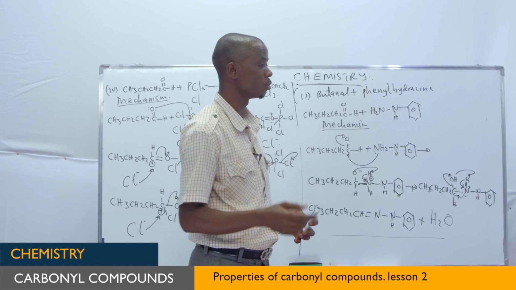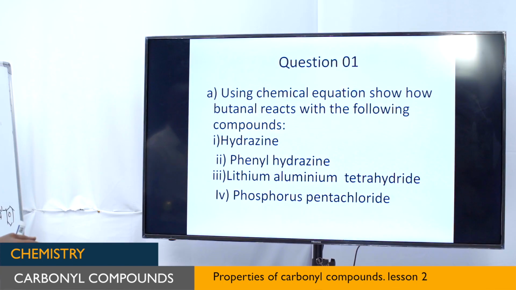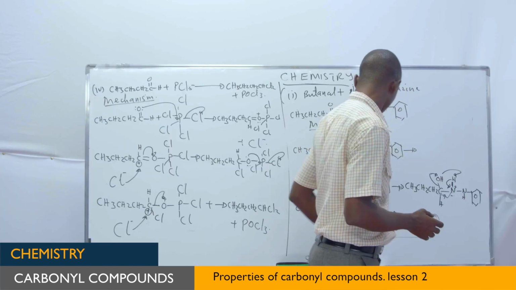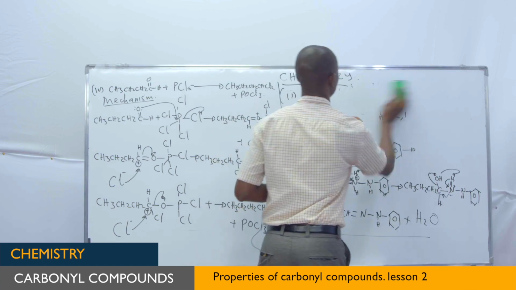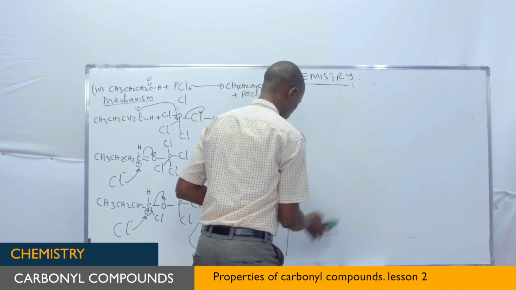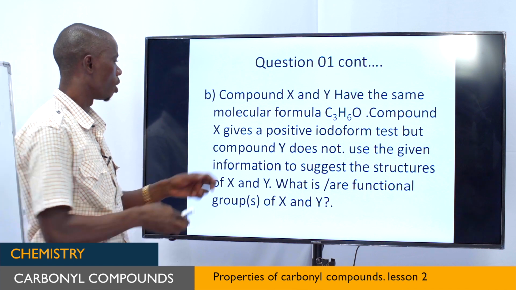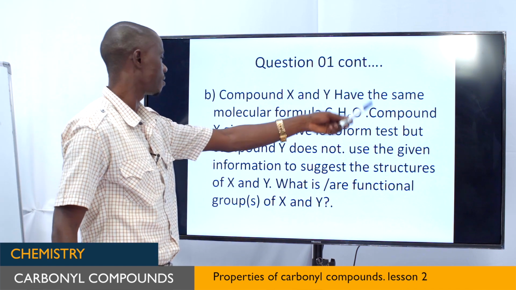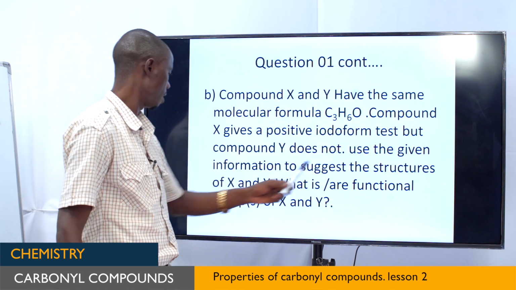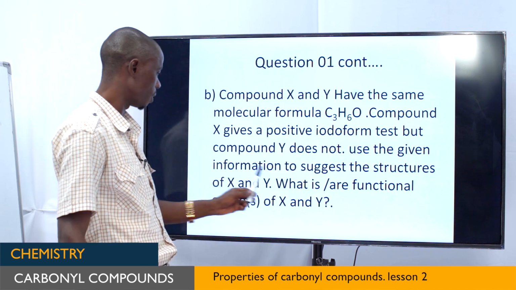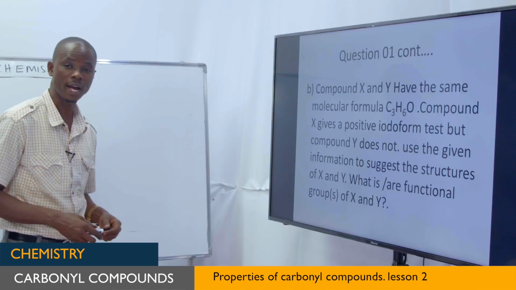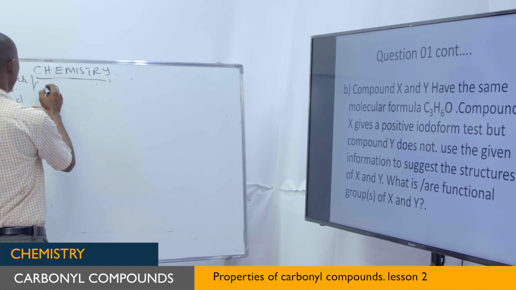Now from there, we can go to part B. Now, for the case of part B, the question says, compounds X and Y have the same molecular formula, which is given here. Compound X gives a positive iodoform test, but compound Y does not. Use the given information to suggest the structures of X and Y. What are the functional groups of X and Y? That is another very simple question to do.